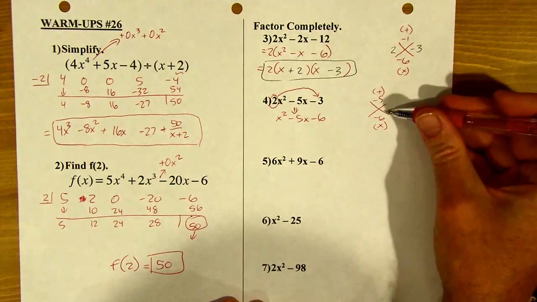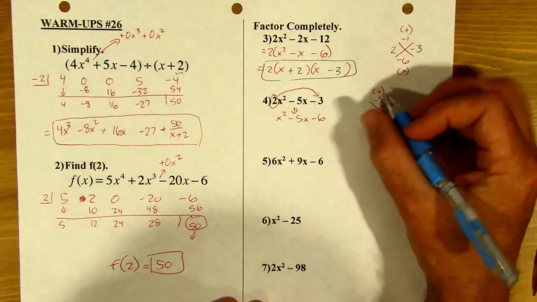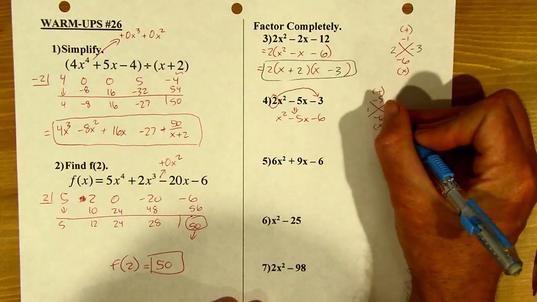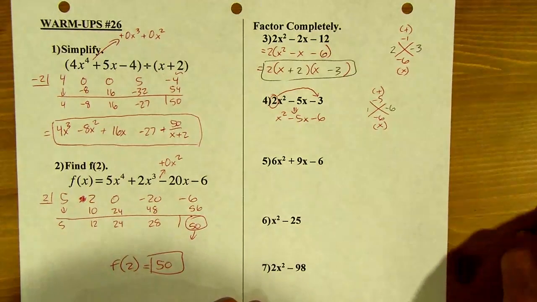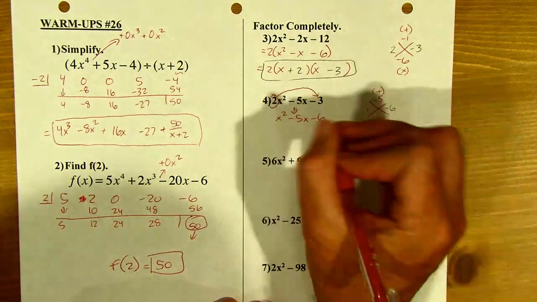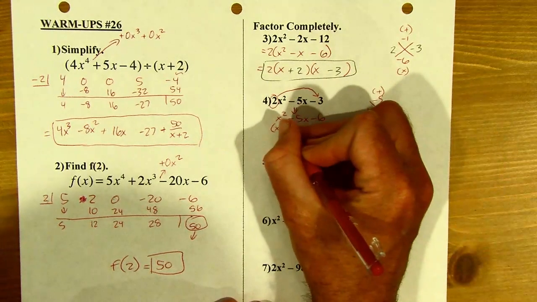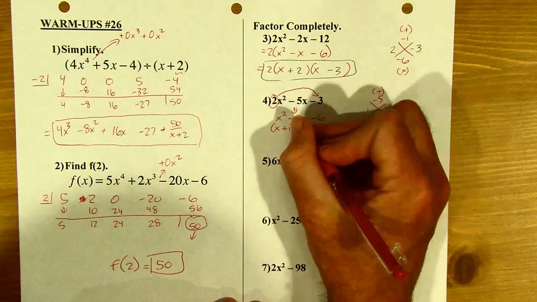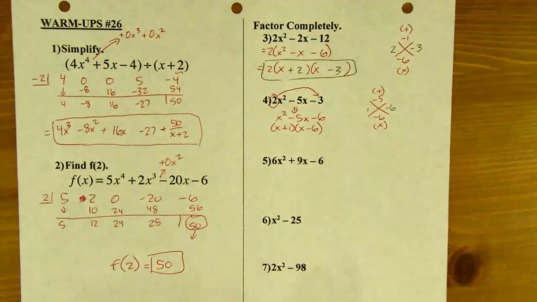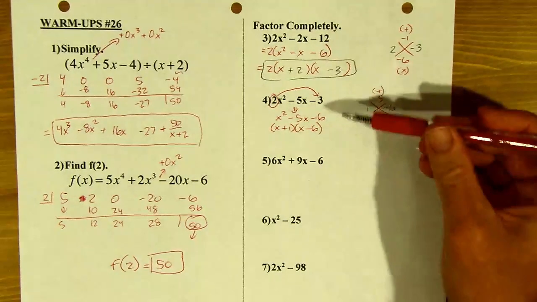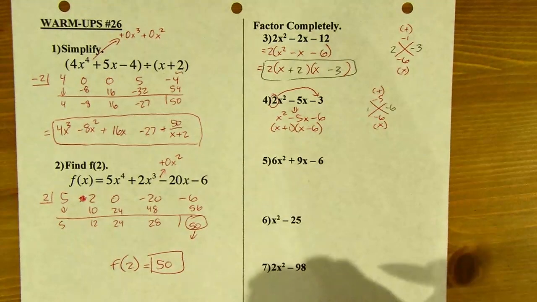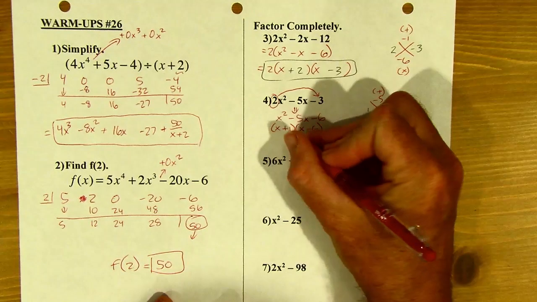Okay, so a 1 and a 6. Oh, I can do something with a 1 and a 6 if the 1's positive and the 6 is negative, right? So this is going to factor into x plus 1 times x minus 6. That's not my final answer, though, because if I multiply that together, I don't get my original trinomial here, okay? So I got to change this answer.